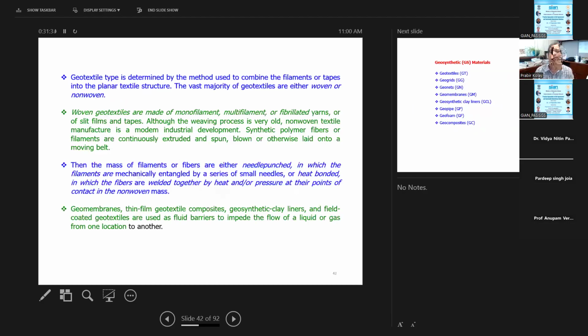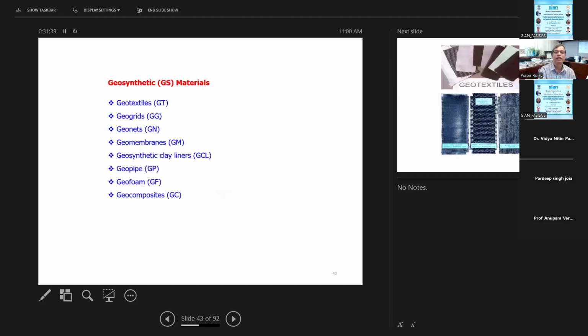So over here, there are woven geotextiles. There are different types, like woven and non-woven. And there are different types of geosynthetic material. I will just go quickly. Geotextiles, it can be geogrid, it can be geonet, it can be geomembrane, geosynthetic clay liner. So there's the bentonite clay, and then on the top, there is geosynthetic. Geopipe, geofoam, geocomposite. So there are a lot of things.